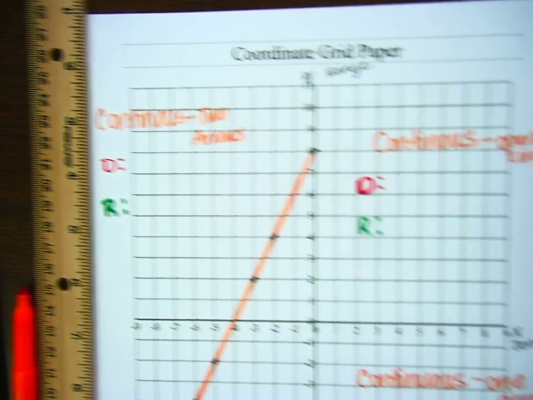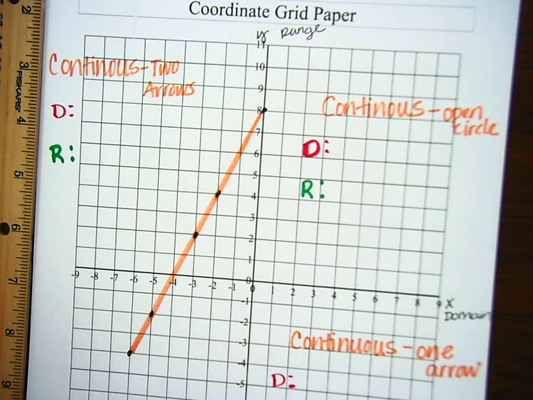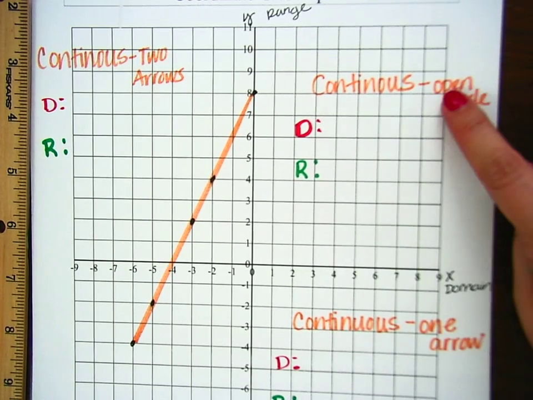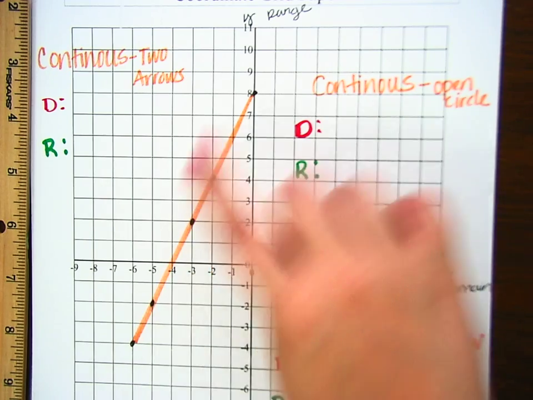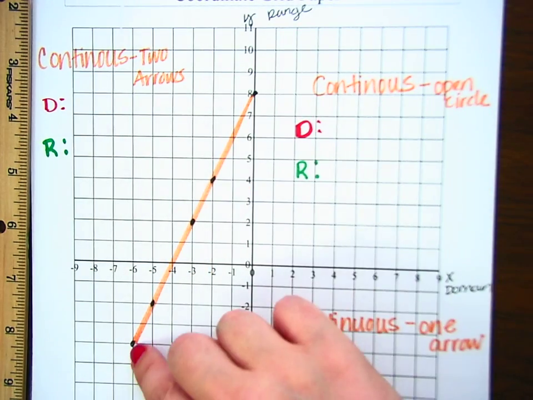Okay, now we're going to look at some specific examples of what can happen with a continuous function when you have certain things happening, like open circles or arrows. The first thing we're going to look at is something that's continuous. It's not just dots, it's actually connected. And one of the endpoints of the graph has an open circle.